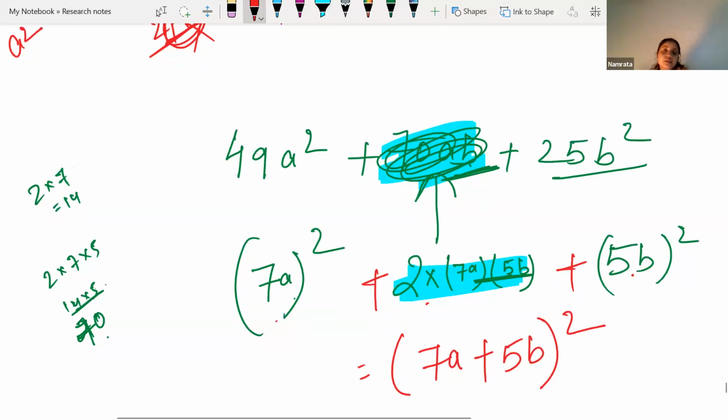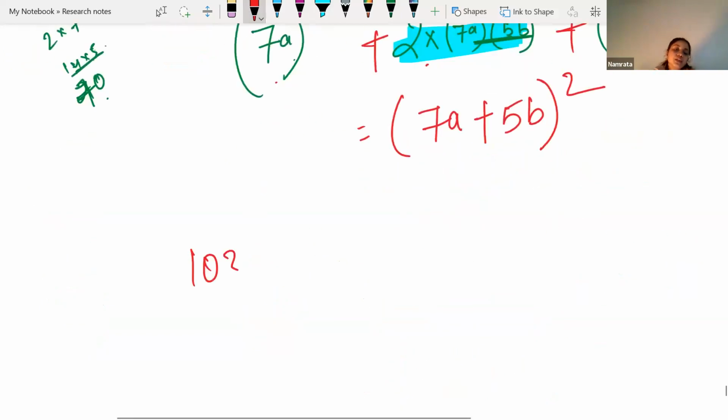If we are having this type of question, that is 103 into 107, find the value of it without doing the multiplication. Without doing the multiplication, use the identity and find the value of it. We have to use the identity for finding the value of this one. So what can be written for that? Anyone?